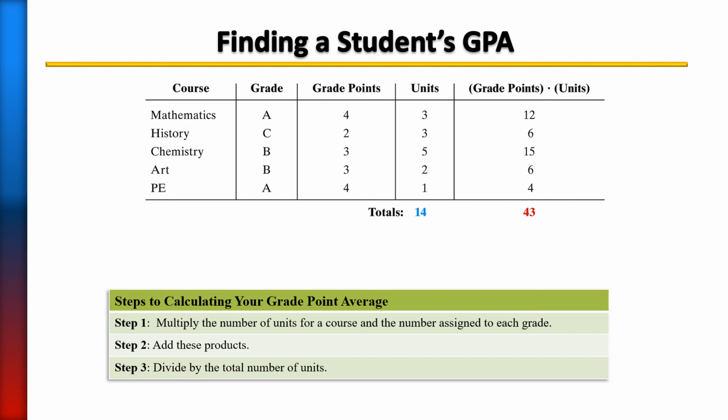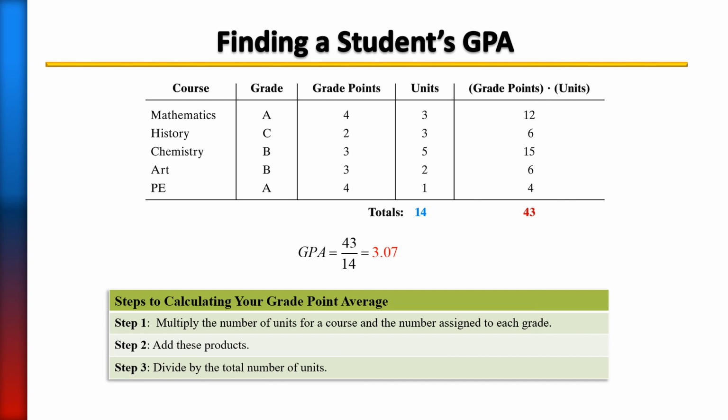43 divided by the total number of units for each course. Okay, so that's going to be 43 divided by 14, and what that means is that equals 3.07, which means that student has a GPA of a B. Anything in the 3 is a B.